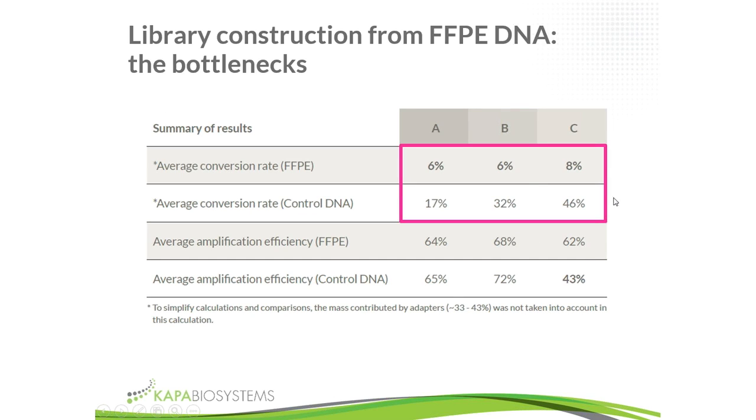So if we look at this data in summary, definitely the bottleneck in library construction doesn't seem to lie with amplification per se, but with the ability to convert input DNA to adapter-ligated libraries. And across these data sets, somewhere between 60 and 85% less input DNA ends up as an adapter-ligated library from FFPE DNA. So if you started library construction with 100 nanograms of an FFPE sample, you would be getting 60 to 80% less DNA than if you started with 100 nanograms of a good quality sample. Amplification efficiencies were not that different. And in fact, in one case, the average amplification efficiency with control DNA, good quality DNA, was actually a lot lower.